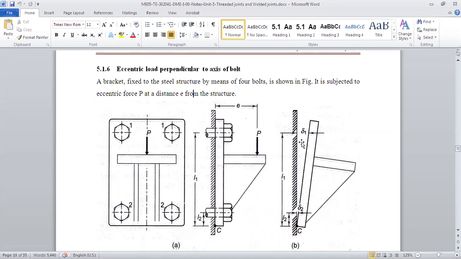Now it is very much clear from this. If we do triangulation, delta 1 is proportional to the distance of that particular bolt from this point C. So it is proportional to L1. Similarly, delta 2 is proportional to L2. Right.